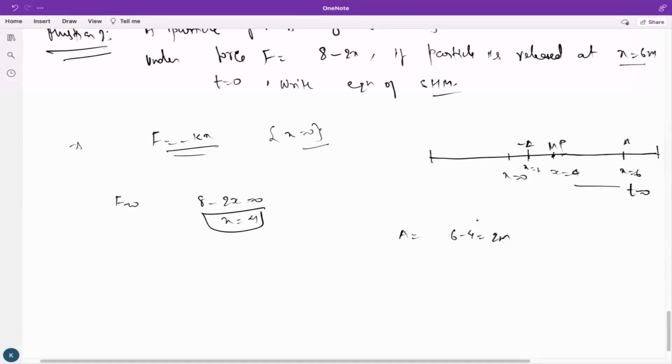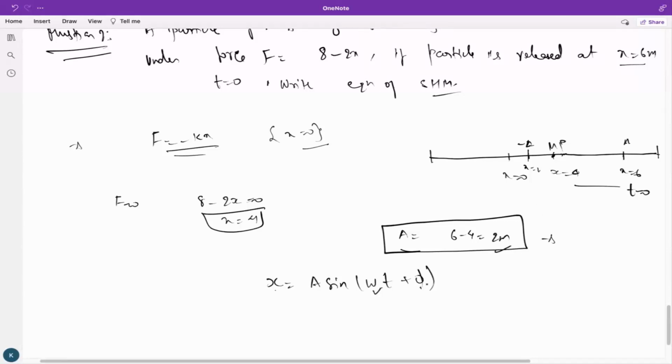So now we have to write the equation of motion. x is equal to a sine omega t plus phi. We have to find each and everything. So we have calculated the value of a, which is equal to 2 meters. Now the next thing we have to find is omega and phi.